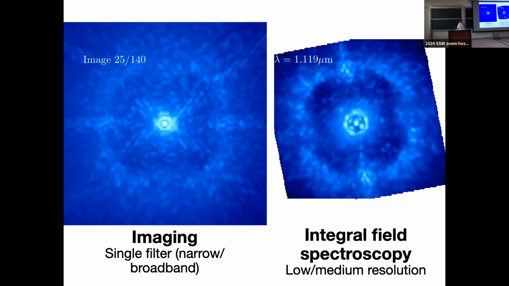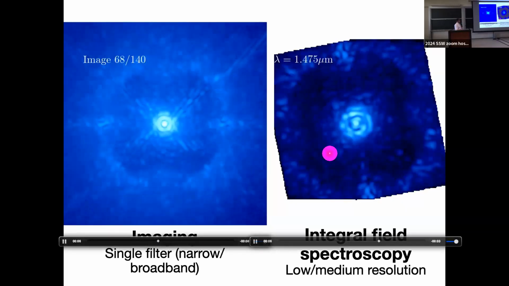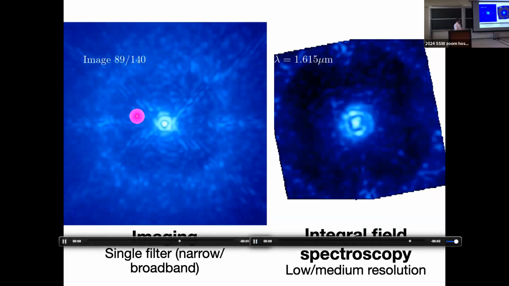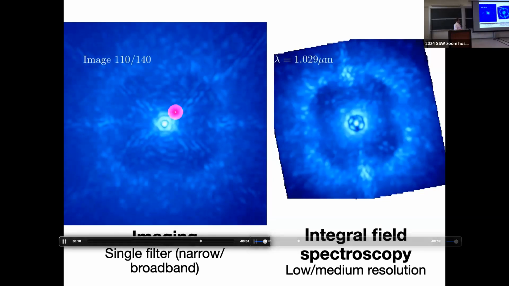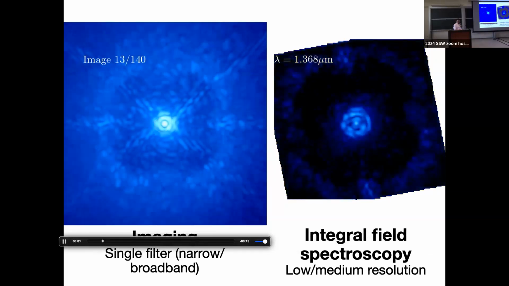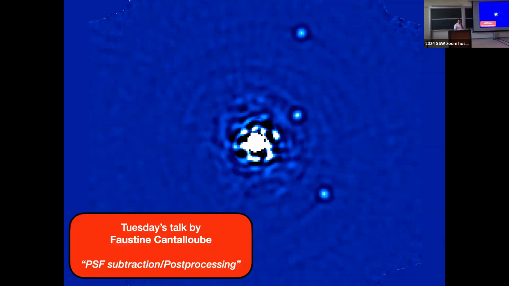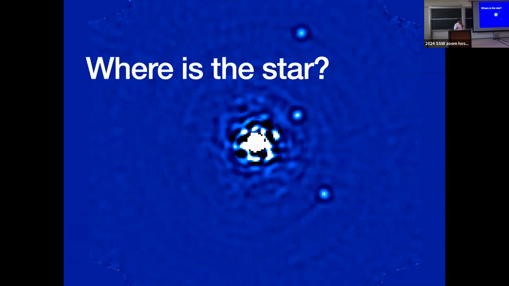Okay, so we have our reduced images. You can see either imaging data on the left here or IFS data on the right. But you notice in these images, although it looks like you can see the star here, it is actually occulted behind the coronagraph and you cannot directly measure it. The same is true for the reduced data we get out of the PSF subtraction process. We see clearly the detection of the planets, but the star remains occulted. This was discussed in Faustein's talk. So the question is, where is the star in this image?